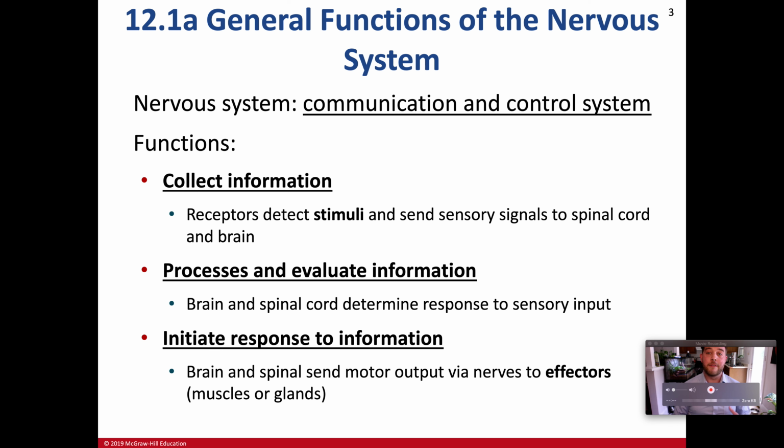So there are effectors that will effect a response based on the stimuli. The brain and spinal cord will send motor output via nerves to effectors, being your muscles or your glands typically. So you have the sensory part where you're collecting information, the processing component where you process those stimuli, and then the motor or effector component where something is actually happening or changing, maybe contracting, doing some vasoconstriction, vasodilation, maybe secreting more from a gland, whatever that effector response could be.